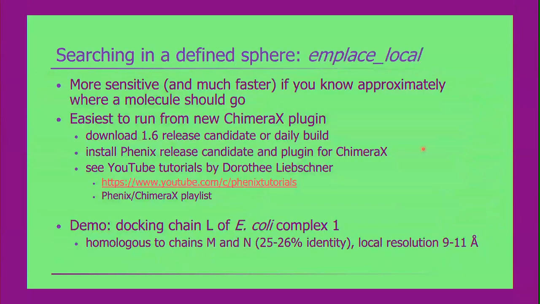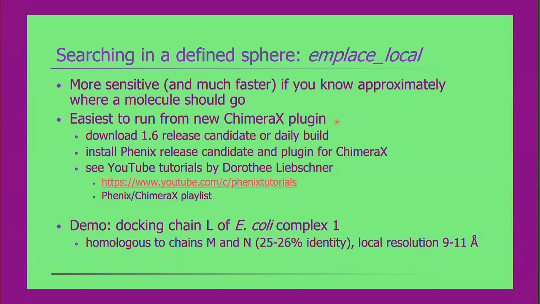Okay, what about chain L? So we have another procedure called in place local, which takes advantage of the fact that if you can find exactly the right volume to look in, the search will be even more sensitive and it'll be much faster. And there's various ways of running this, but the easiest is to use a new plugin into Chimera X, which I'm going to show you in a demonstration in a second.